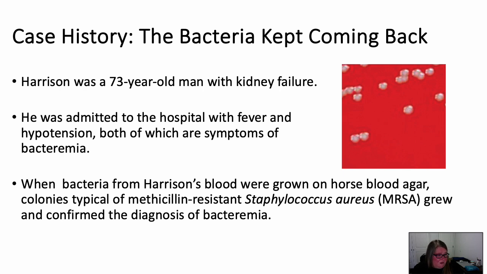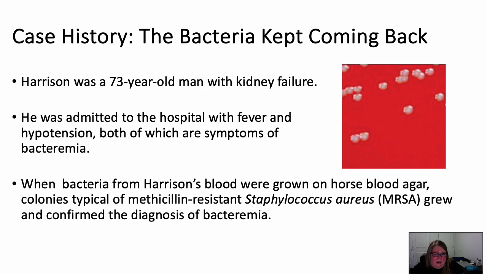He has a high fever and hypotension, which are both very classic symptoms of bacteremia, which means that he has a blood infection. Since he came in with those symptoms, they're going to take a blood sample. They take a sample from Harrison to the lab. Because it's bacteremia and it's in the blood, they're going to grow on special blood agar. In this case, they're going to use a horse blood agar to grow the colonies.